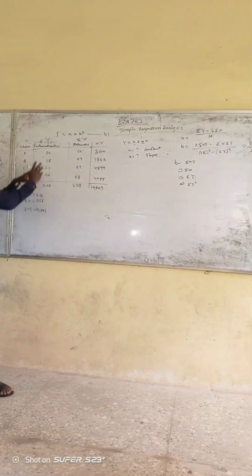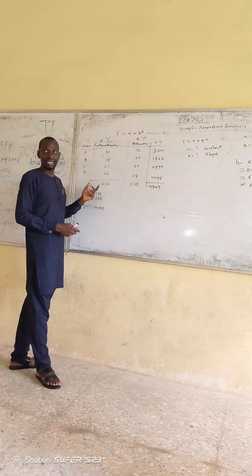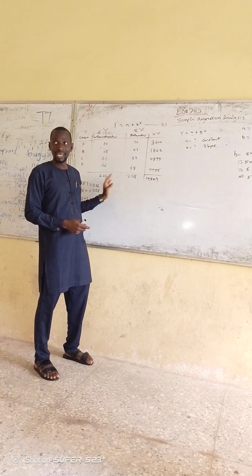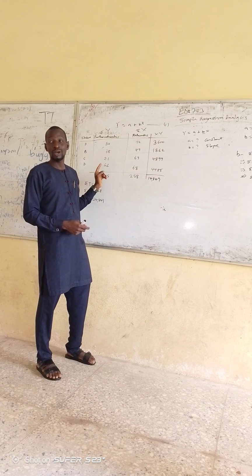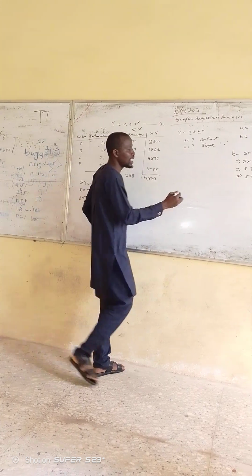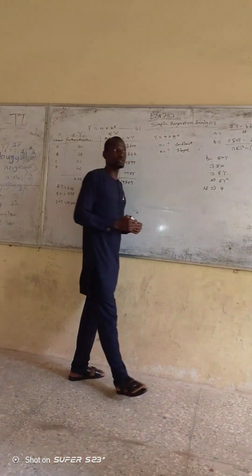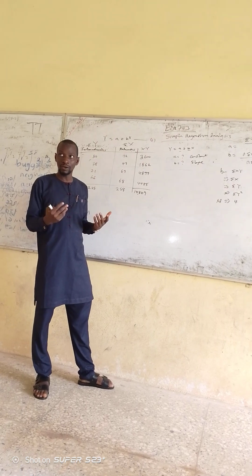Our n is the number. What is the n? We have n1 and n2. So our n is what? Our n is 4. So if our n is 4, it means that you don't need to solve for n, because we already know the value of n.